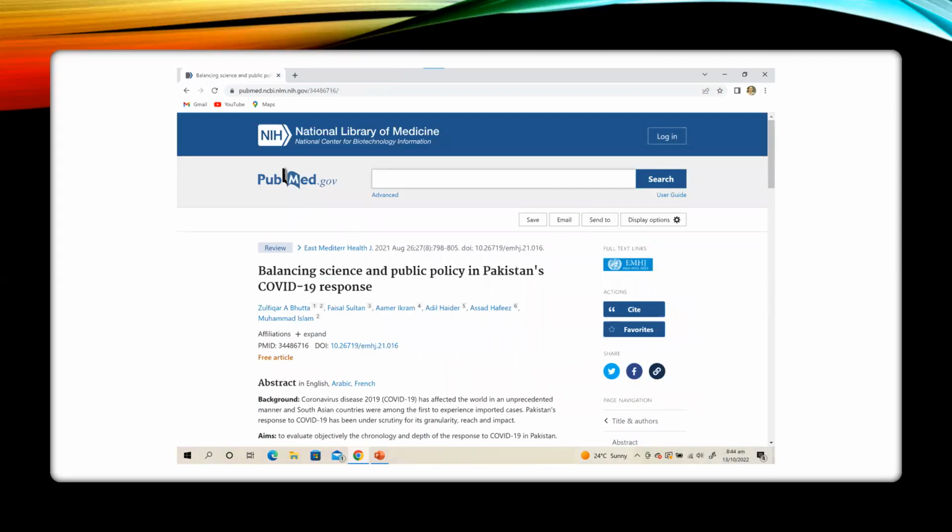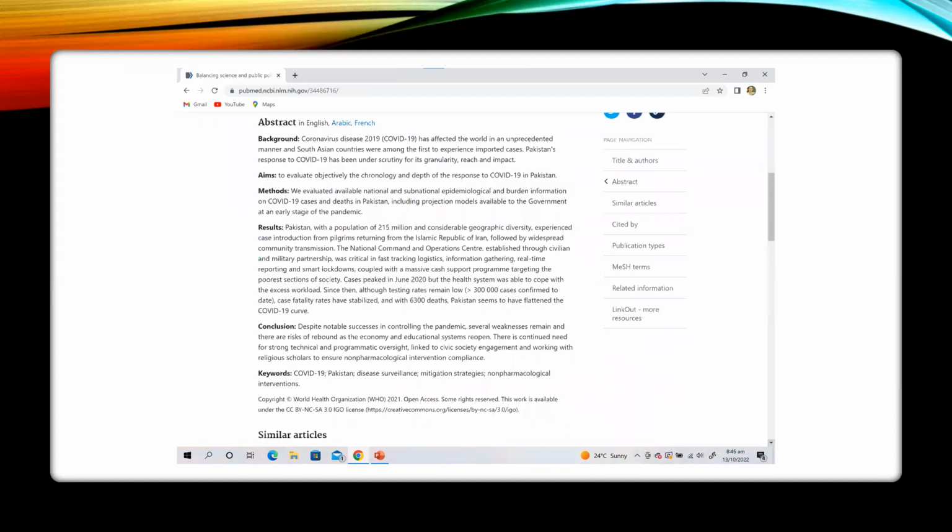It was an article on balancing science and public policy in Pakistan's COVID-19 response. Next, please. In this, the available national and sub-national epidemiological data was evaluated, and the conclusion was that despite notable success in controlling the pandemic, several weaknesses remain and there is a risk of rebound in the economy and the educational systems response.